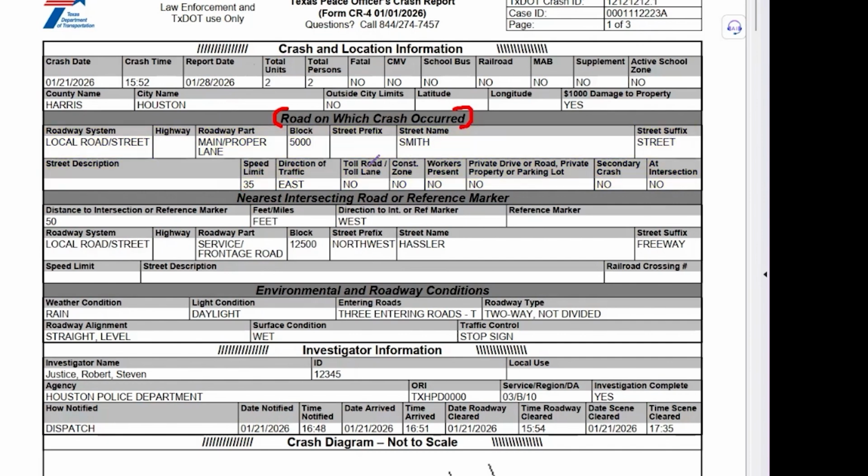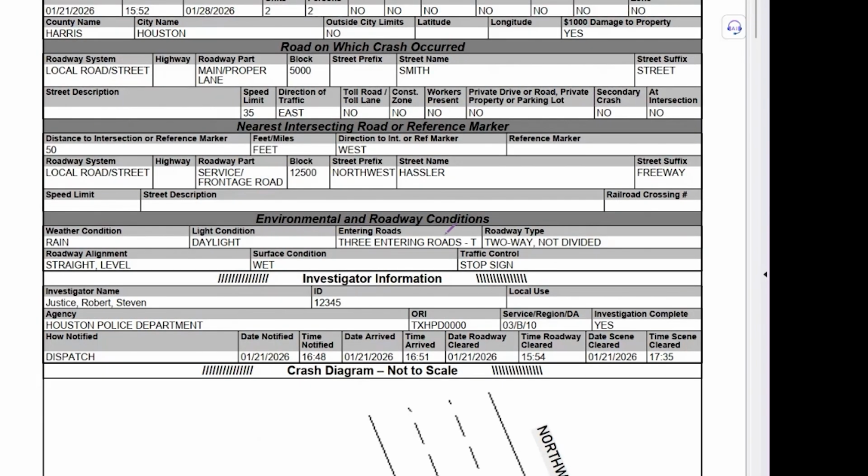Below that, we've got a bit more information, and they sometimes use this nearest intersecting road or reference marker. Like if you have a crash on the freeway, they might say that you were 500 feet from the exit to go to Airtex or something like that. Try to give a reference point if it happened on a freeway. And here I've just invented some streets. I've said it happened on Smith Street near the intersection of Northwest Hassler Freeway.